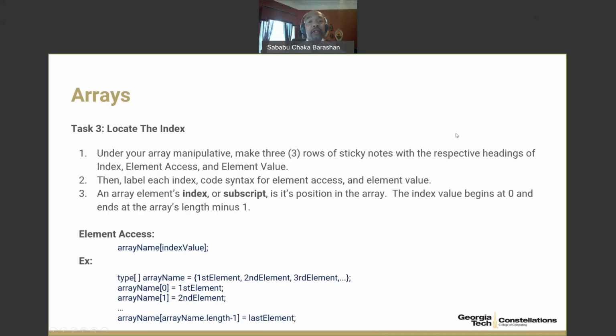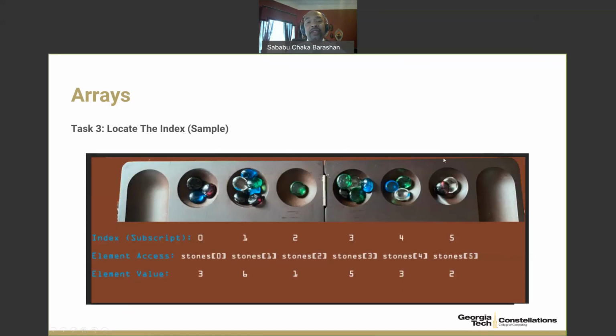The next concept we're going to discuss is the index of an array, which is an actual element's position in the array. Just remember the index starts at 0 and ranges all the way through the array's length minus 1. So in my example, I have 6 elements, but my indices range from 0 through 5.